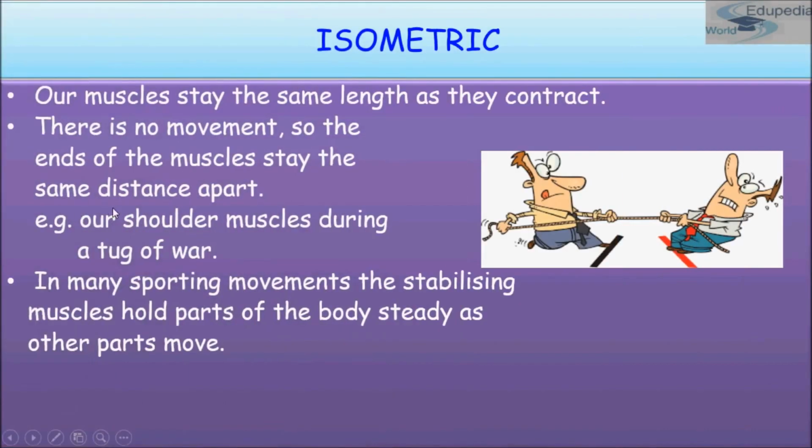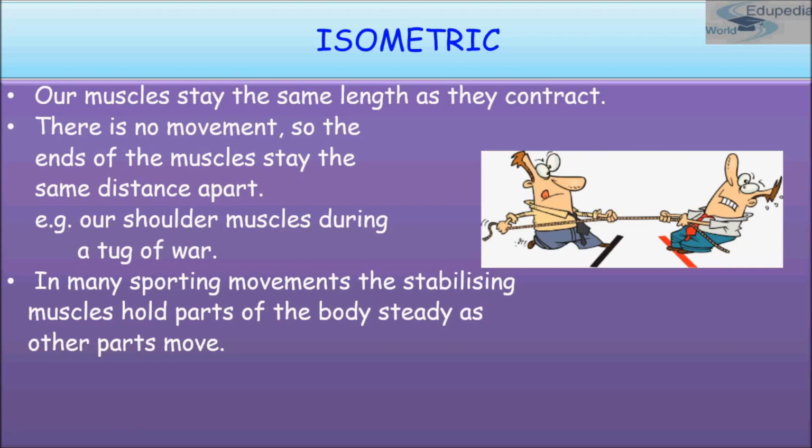Now comes isometric. Isometric means our muscles stay the same length as they contract. That means your muscles have undergone contraction, right? Now that contraction will remain the same. There is no movement, so the ends of the muscle stay at the same distance apart. For example, our shoulder muscles during a tug of war game. This is the tug of war game. That means you are using the muscles of your hand and they have contracted and will stay the same length.